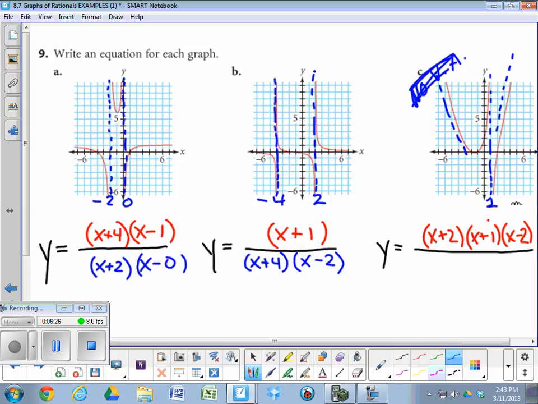You see how we don't have exact matches in top and bottom, and nothing is canceling? If something did cancel, what would we have? A hole in the graph. Last one, vertical asymptote at 1. So what's down here? X minus 1. If they cancel, you have a hole in the graph. Yes.